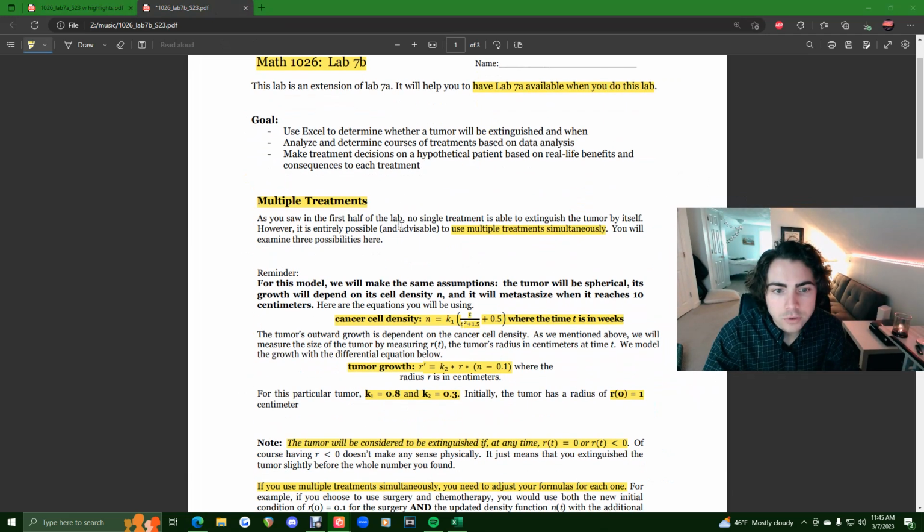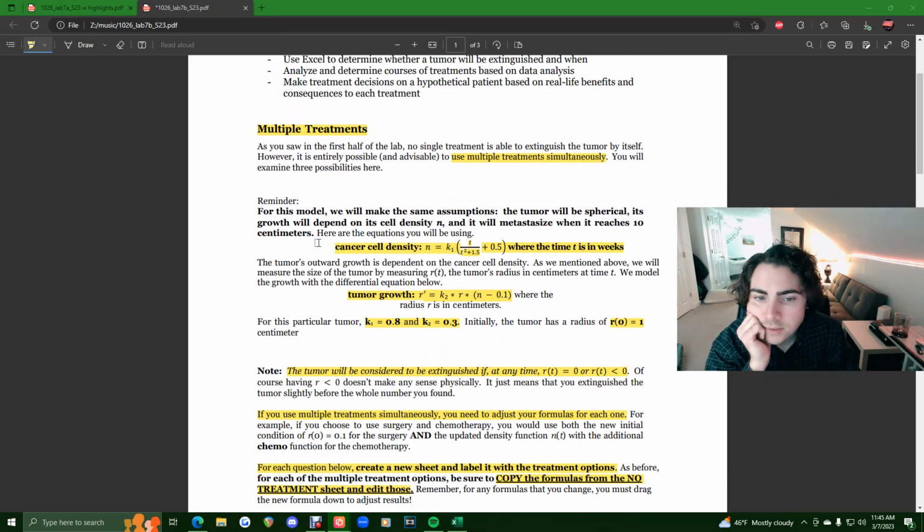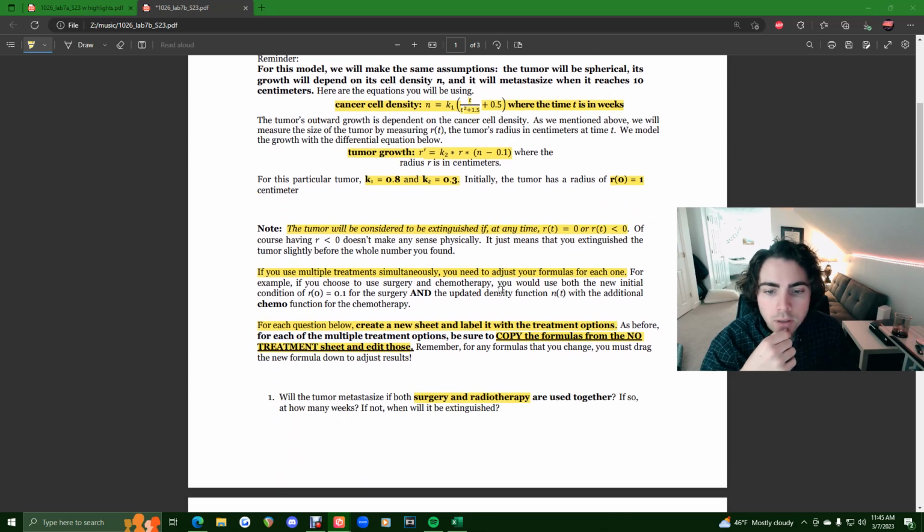Let's jump into it. Multiple treatments. We're using multiple treatments simultaneously. They just reiterate the same exact information, the same formulas, N and R prime, and the two K values from the first part of the lab. They give us the initial value, it's the same, R of 0 equals 1. Note the tumor will be considered to be extinguished if at any time R of t equals 0 or R of t is less than 0.